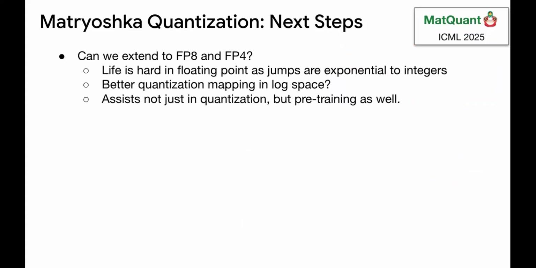Then an interesting thing we wanted to do was extend this to FP8 and FP4, where FP4 can be nested in FP8. Turns out it's extremely hard, because integers are linear in scaling. If you go from 4 bits to 8 bits, it's a multiplication by 2 to the power of 4. If you go from 4 bits to 8 bits in FP, it's 2 to the power of 2 to the power of 4. So it's exponential. And doing the slicing business in exponential space, whenever you get a gradient, is exponential in loss.